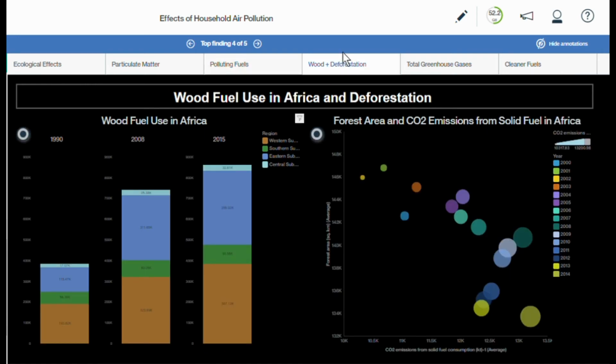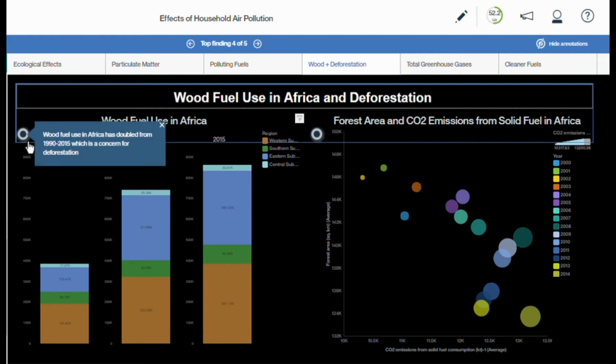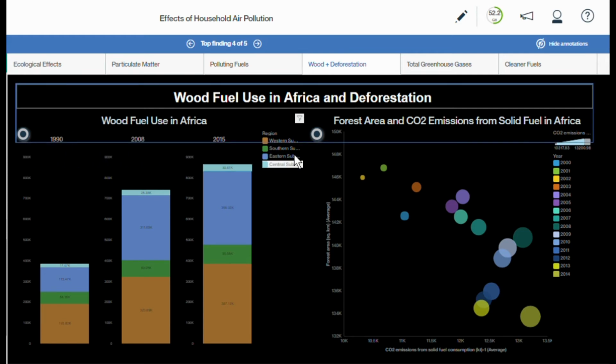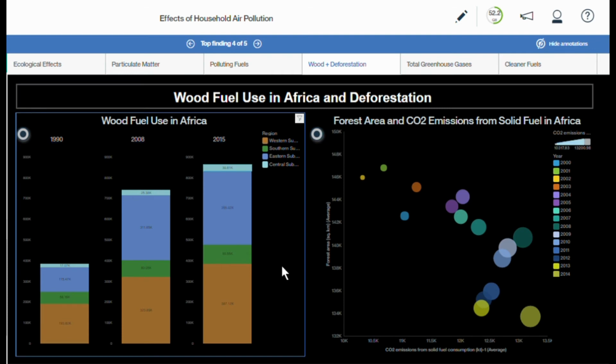Wood fuel use in Africa and deforestation. On the stacked bar chart to the left, wood fuel use has doubled in Africa from 1990 to 2015, causing a concern for deforestation. To the right, the emission of carbon dioxide increases as forest area decreases each year.